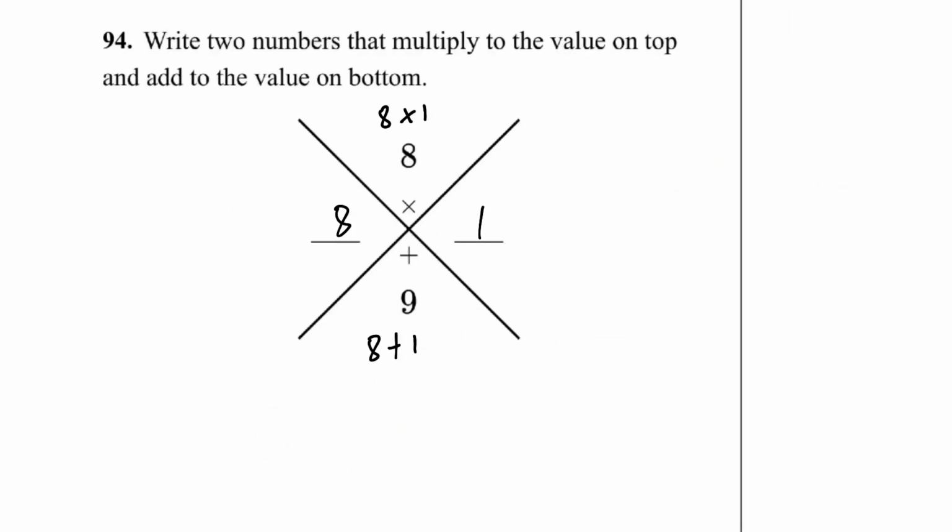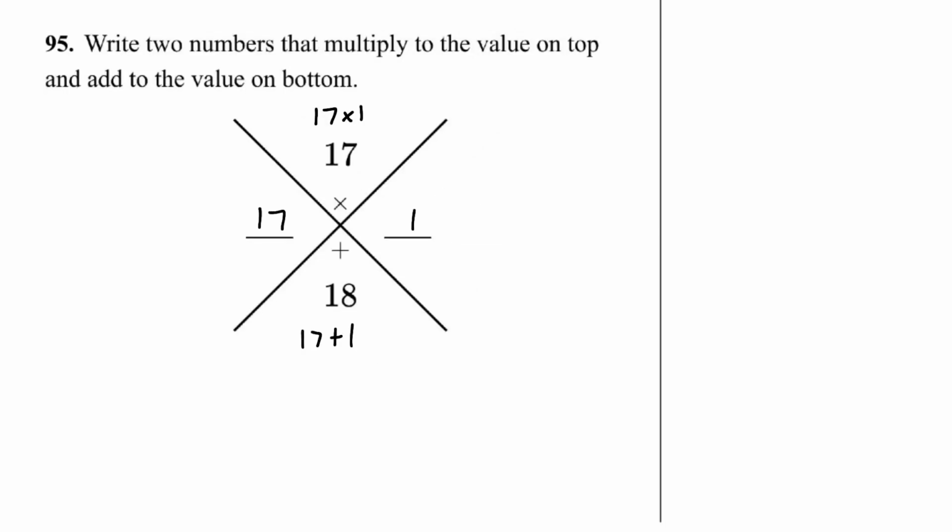And another one, we try 8 and 1. 8 times 1 and 8 plus 1 both work here. Final problem, 17 times 1, 17 plus 1. Thus concludes our Algebra 1 midterm review.